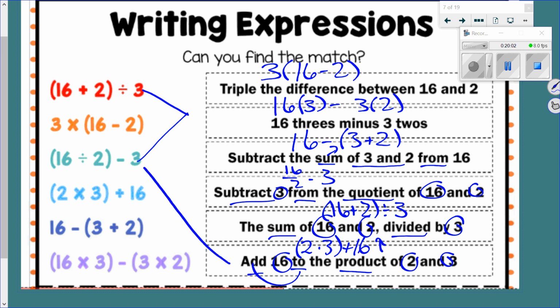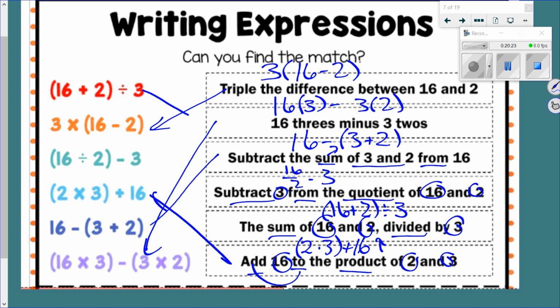So when we look at them, there's the one we just did. Well, let me erase those ones. Those weren't actually real. 3 times 16 minus 2 is this one. 16 times 3 is this one. Subtract the sum. 16 minus 3 plus 2. That's this one. Subtract 3 from the quotient. That would be this one. 16 plus 2 divided by 3 is this one. And the last one. 2 times 3 plus 16. I did that one. Okay. So there are your answers.